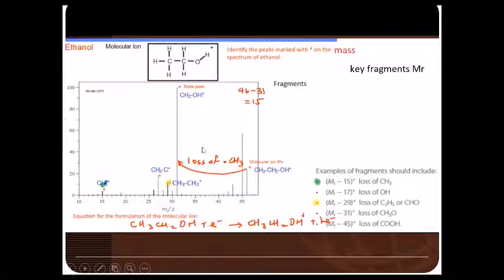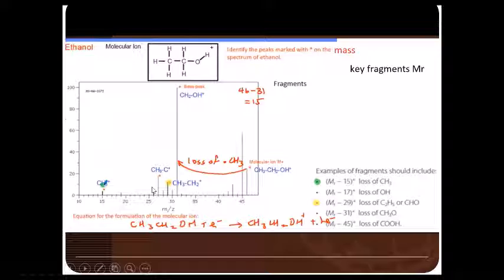Now, if we look at the next peak, we know that a CH3CH2 weighs around 29, so that would be the peak there, and the peak at 27 here would be a CH3 and a carbon. So that's your CH3C+ peak. Then that's just the other fragments that we have.